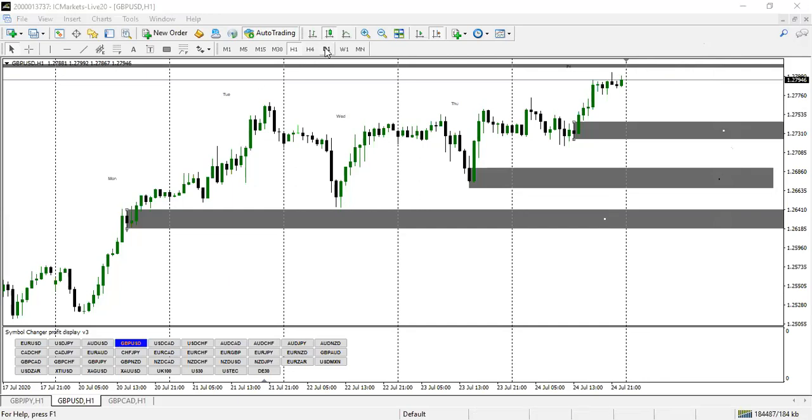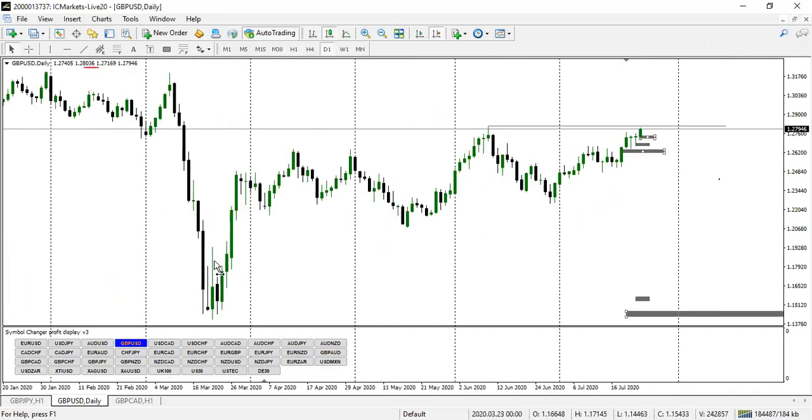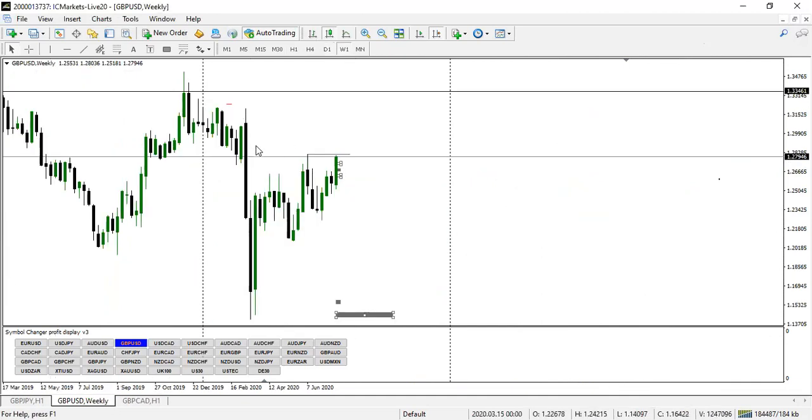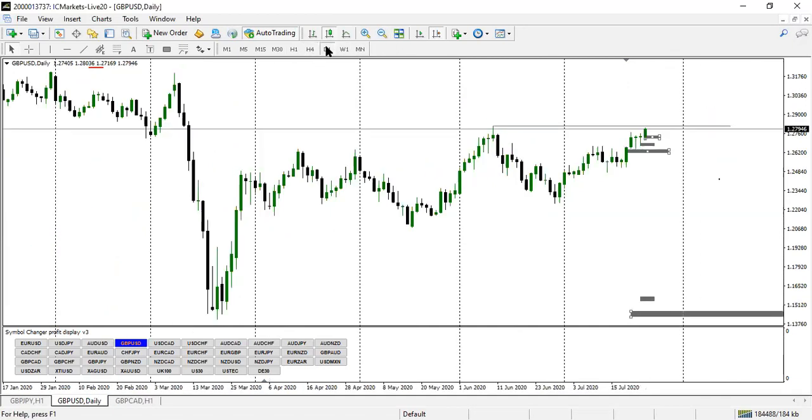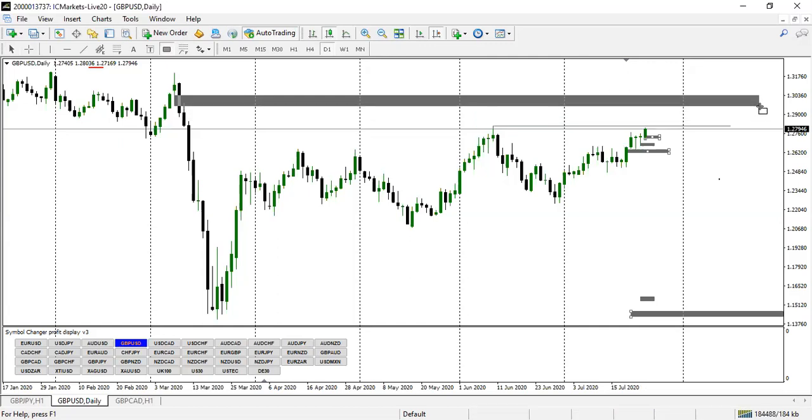But going to the daily once again, just like what we have seen on the weekly, we have an order block here, which should serve as a resistance for this pair. So this implies that on the daily time frame, it is very possible that right here, a fair value gap is going to get filled.